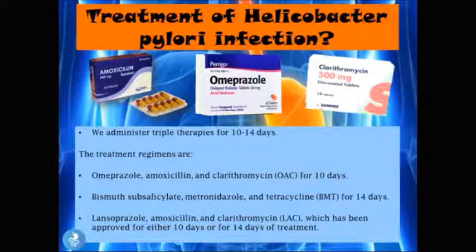So, for the treatment of Helicobacter pylori, again, we can administer the triple therapy for 10 to 14 days. And there are 3 treatment regimens which I use. The first one is omeprazole, amoxicillin, and clarithromycin for 10 days. Bismuth subsalicylate, metronidazole, and tetracycline for 14 days. Or lansoprazole, amoxicillin, and clarithromycin, which has been approved for either 10 days or for 14 days of treatment.